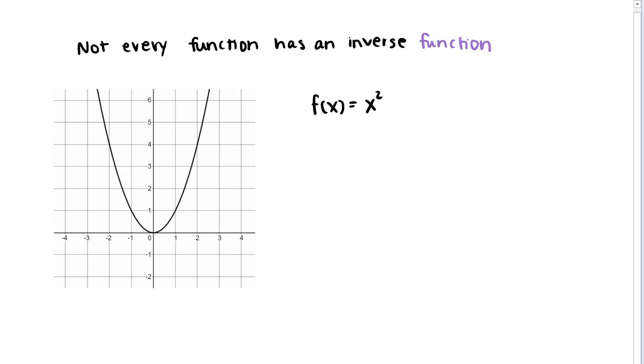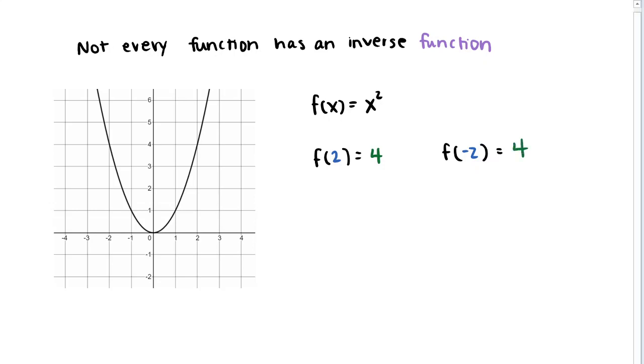So something that is very relevant to inverse trigonometric functions is that not every function has an inverse function. So let's take a look at this function f of x is equal to x squared. And let's say we input a value of 2 into this function. Well, here, squaring 2 gives us 4. And notice that if we take that same function and we input -2, we also get an output of 4.